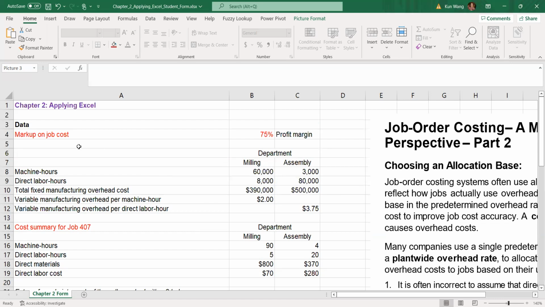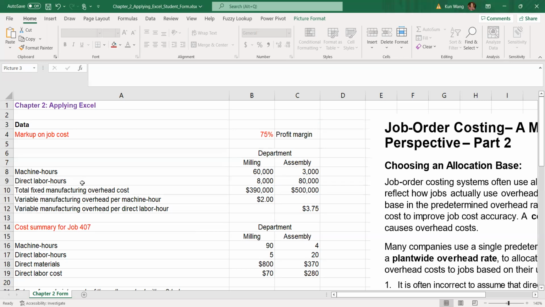This question is step by step. But before you go to the requirements in the steps, make sure you truly understand the information given about these two department overhead allocations. In this case, we have two departments in the company to make a job order: a milling department and an assembly department. The first group of information is given for us to calculate the predetermined overhead rate.